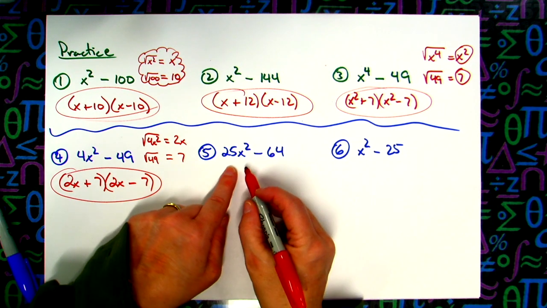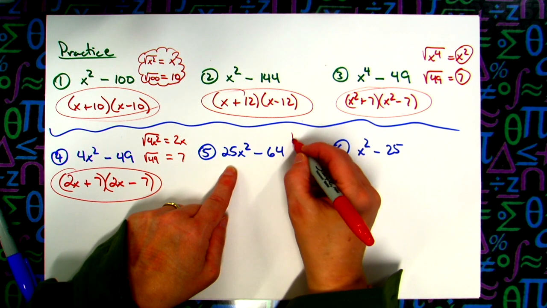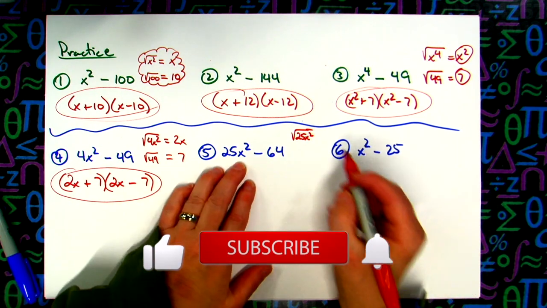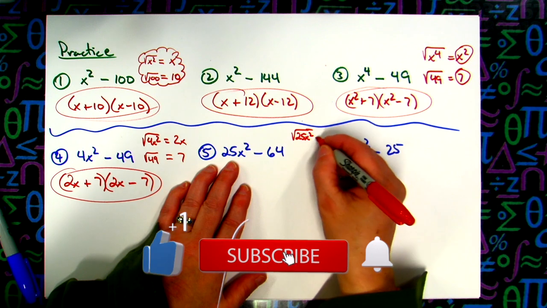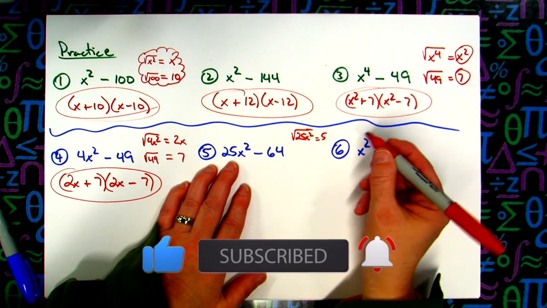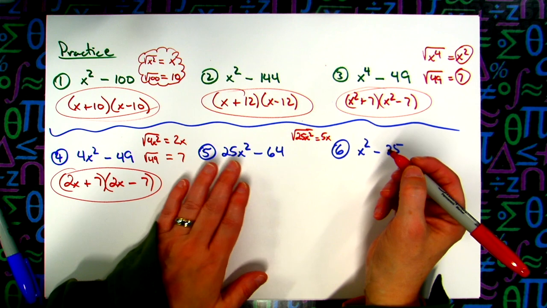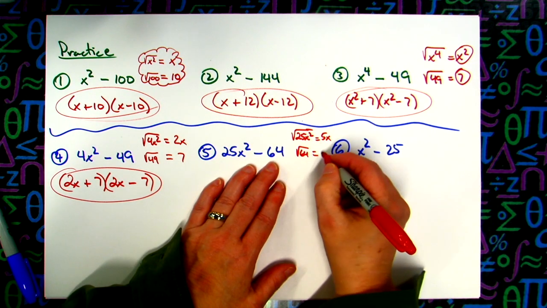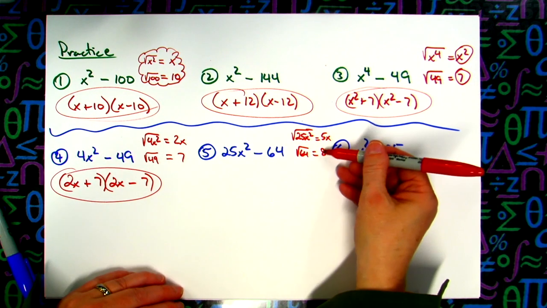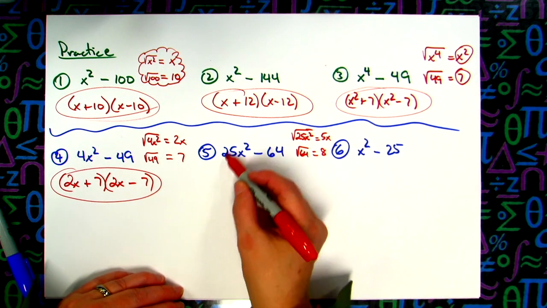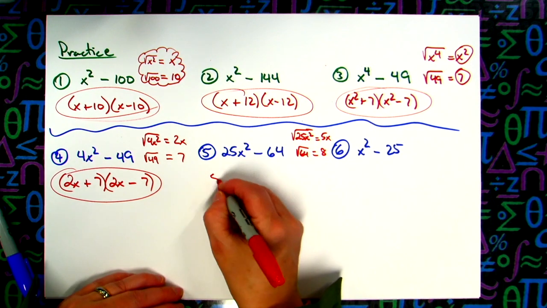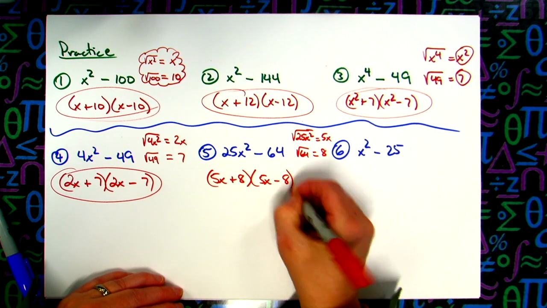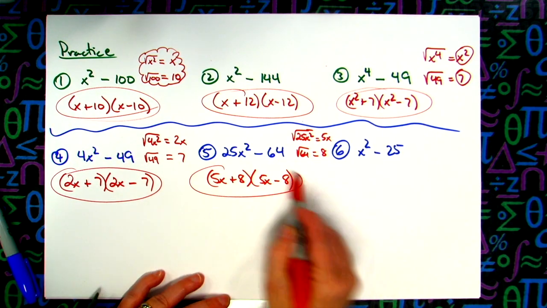Okay, on this one, it might be helpful to do the square roots. Square root of 25x squared. Square root of 25 is 5. Square root of x squared is x. So that first one's going to be 5x. Can I take square root of 64? That's going to be 8. So then that means I'm going to use these 2 things, the 5x from here and the 8 from here, and I'm going to write 5x plus 8, and then I'm going to write 5x minus 8. You always write it with a plus, and then you always write it with a minus.